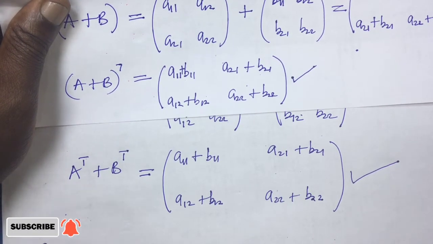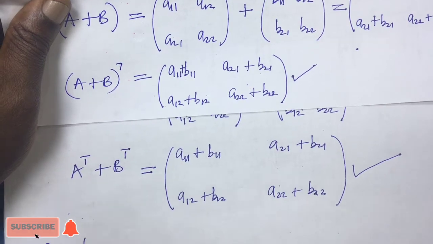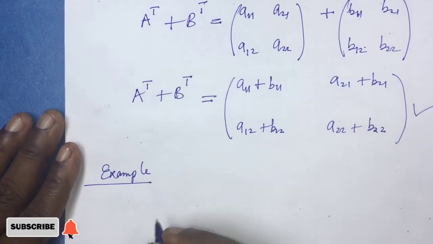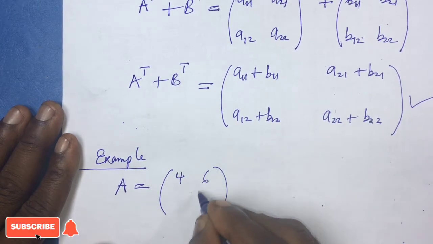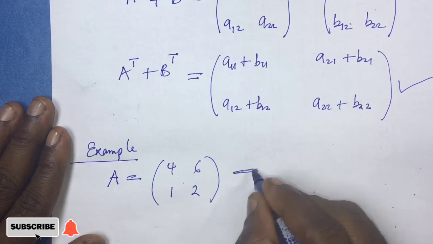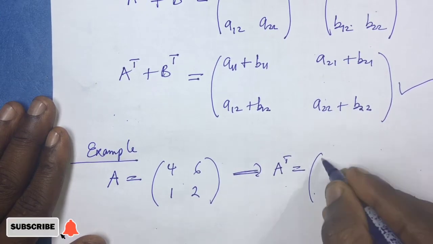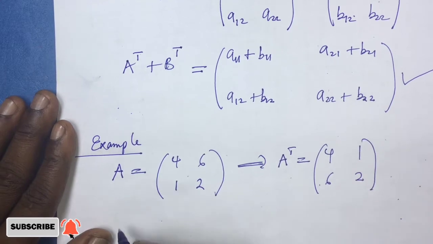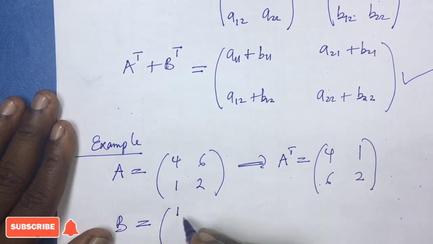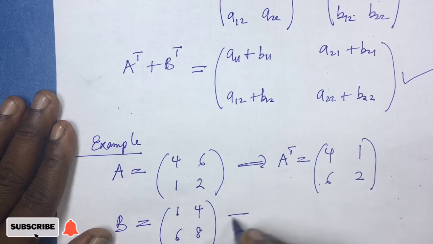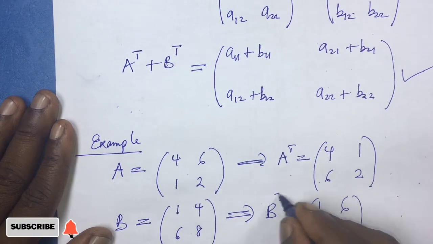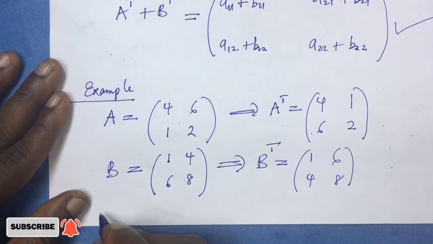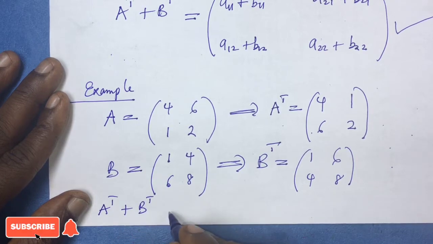Now, let us take a concrete example to show this. If I gave you a matrix A, 4, 6, 1, 2, and you got the transpose to be A transpose equals 4, 1, 6, 2. And I give you another matrix B, which is equal to 1, 4, 6, 8, and you transpose B, and it gave you 1, 6, 4, 8 as the transpose. Now, what will A transpose plus B transpose give to you?